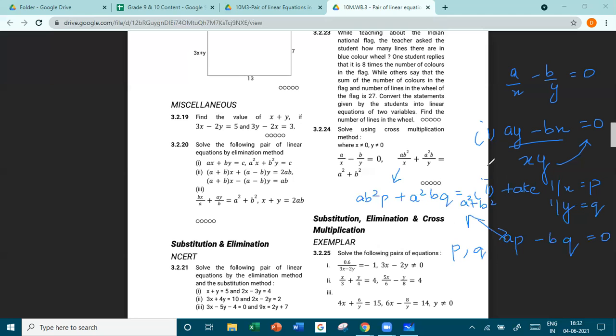But when you use the second method, you must remember that in the end you have to substitute p and q back to get 1 by x and 1 by y, and then take the reciprocal and arrive at your final answer. So you could use either of these two methods to solve questions where you get x and y in the denominator.